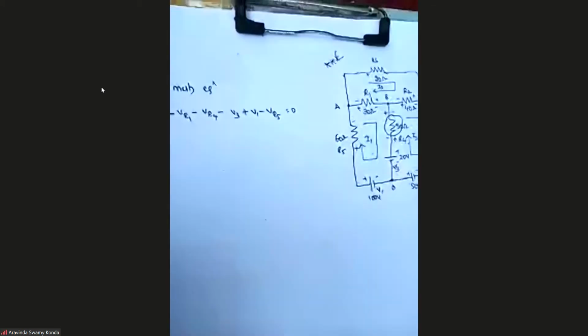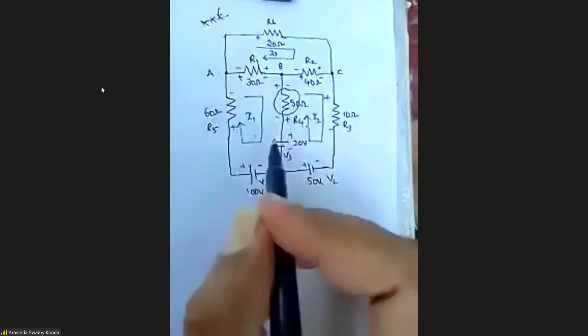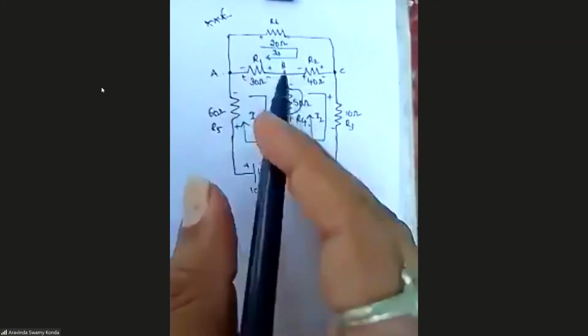So what is the VR1? VR1 is R1 into the current of R1. What is the current of R1? Is it an individual element or a combination element? Individual, sir. See properly. What about R1? Is it an individual element or a combination element? Combination element of the first mesh and the third mesh. Properly observe it. See here, R5 is the individual element for the first mesh. R1 is connected in between the first mesh and the third mesh, right? Yes, sir.